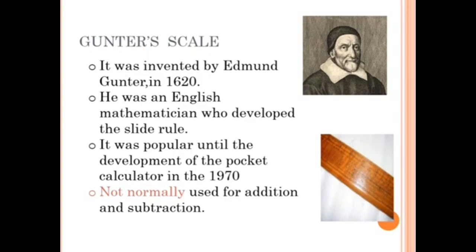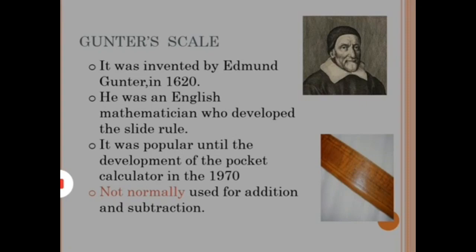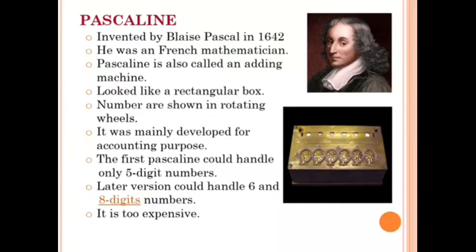In this picture, did you see Gunter? His full name is Edmund Gunter, and he is an English mathematician. He developed the slide rule, which was used before the pocket calculator came. This device is not used for addition and subtraction; it is used for multiplication, division, cube and square root only. Let's go to our next device.